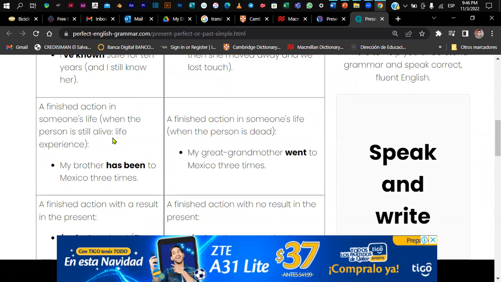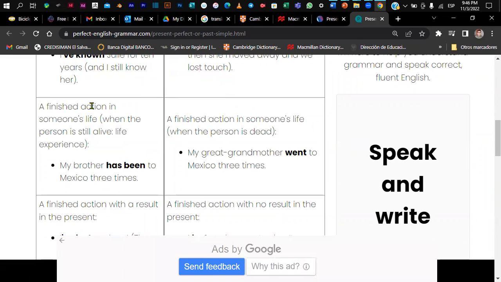Or a life experience. Okay, do you remember the class about two classes ago? It matters, or the experience is the most important. Not the details about the experience, only the experience. And this is one example. My brother has been to Mexico three times. In which part of Mexico? Do you know in which part of Mexico?